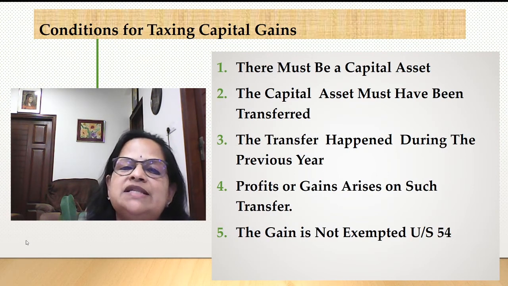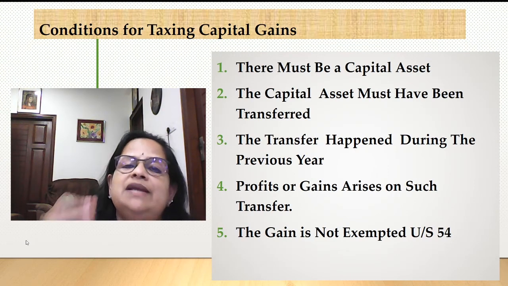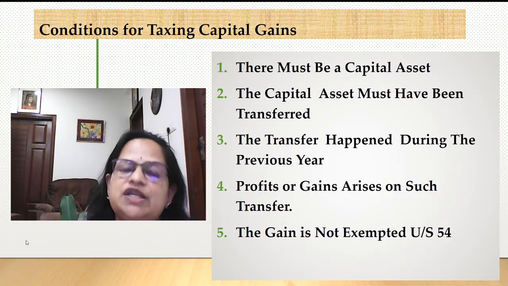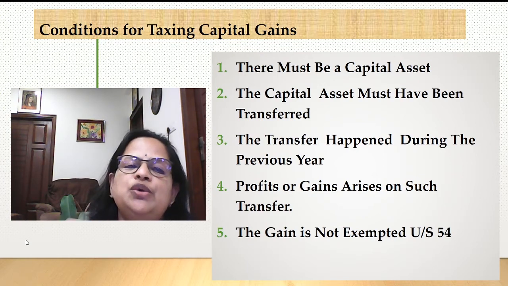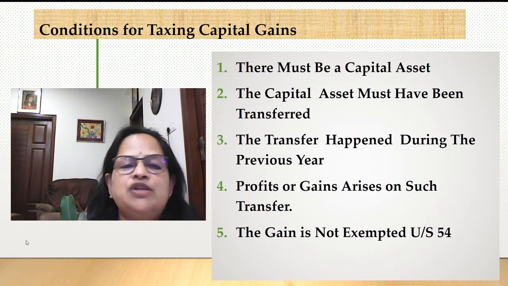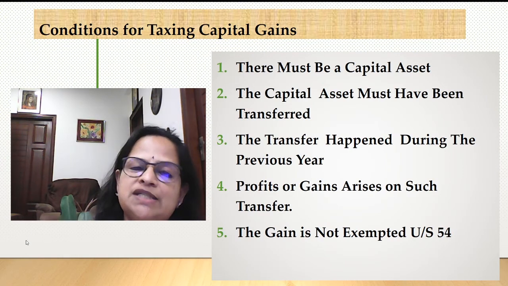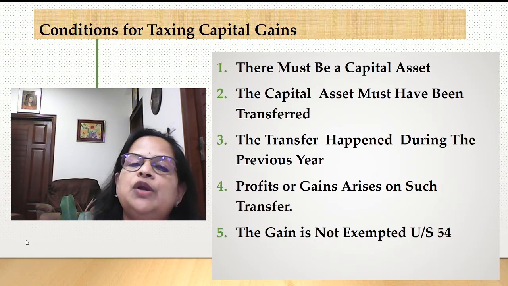Now the capital asset must have been transferred, meaning in this previous year, 2019 to 2020, the asset is sold to somebody and ownership is changed. The next point is that the transfer happened during the previous year. You have to remember that we are taking 2019-2020 as the previous year. Then only the computation will be applicable for assessment year 2021. Now, profits or gain arises on such transfer.